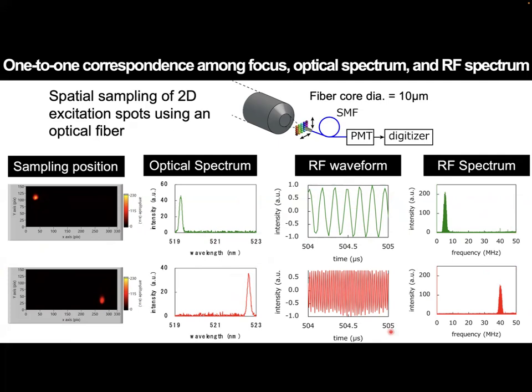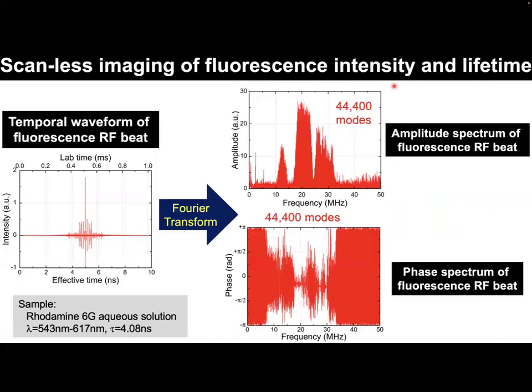Each position of the RF spectrum has a different beat frequency. Also, their RF spectra are replicas of the optical spectrum, giving a one-to-one correspondence. In this way, we confirm the one-to-one correspondence among the focus, optical spectrum, and RF spectrum.